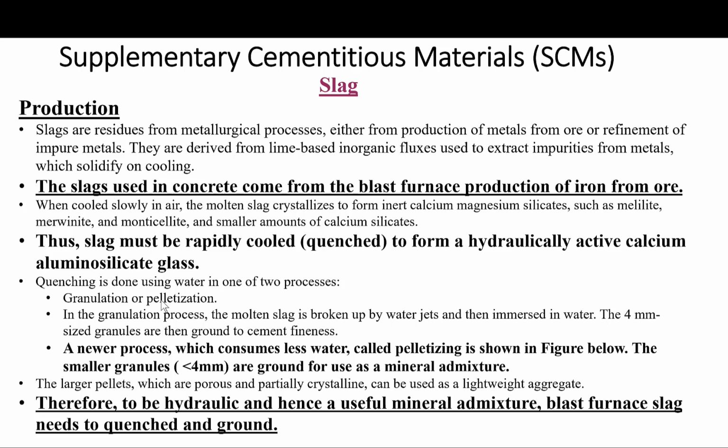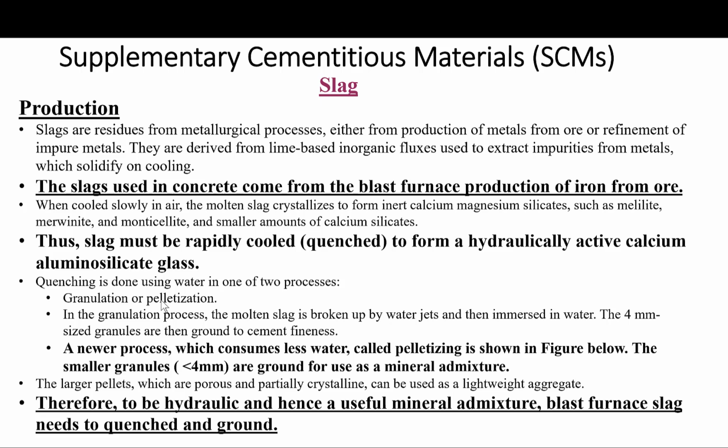That's the term ground granulated blast furnace slag, from the blast furnace production of iron, when getting the iron from its ore. When cooled slowly in air, the molten slag crystallizes to form inert calcium magnesium silicates, such as melilite, which of course is no use, or merwinite, and monticellite, and smaller amounts of calcium silicates.